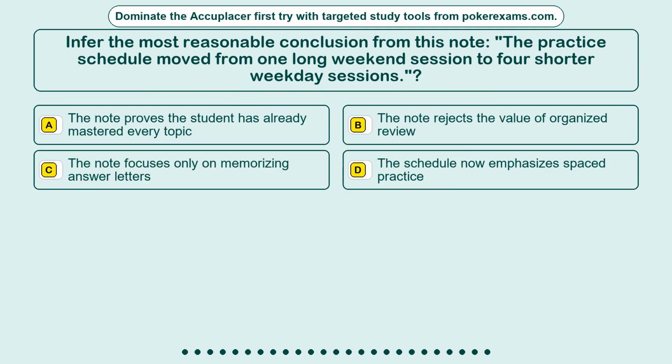Question 14. Infer the most reasonable conclusion from this note. The practice schedule moved from 1 long weekend session to 4 shorter weekday sessions. Option A. The note proves the student has already mastered every topic. Option B. The note rejects the value of organized review. Option C. The note focuses only on memorizing answer letters. Option D. The schedule now emphasizes spaced practice.